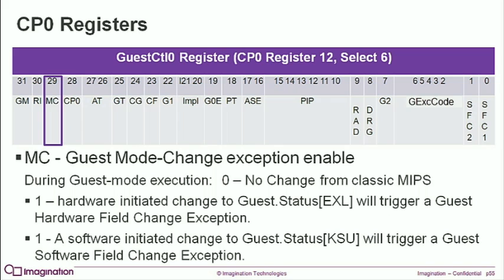The MC bit gives the hypervisor control when external hardware changes the status of the EXL field in the guest status register or the guest software changes the processor's operating mode. The hypervisor would use this exception to monitor when the guest OS is externally forced into guest kernel mode on exception or when the guest OS transitions from user mode to kernel mode, which happens with the execution of a system call instruction.